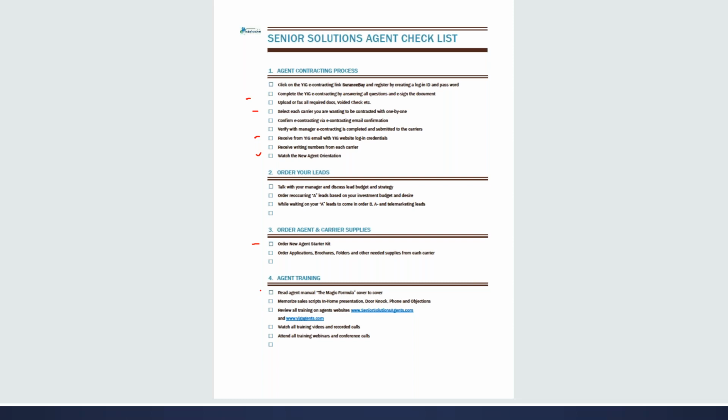Then, of course, agent training. First on the list here is make sure you read the agent manual cover to cover. It's going to be number 1. Memorize the sales scripts, the in-home presentation, how to do a door knock, how to do a phone script, how to overcome objections. Make sure that you're getting that down. Review all the training material on the websites, on the seniorssolutionsagents.com and also your insurance group, yigagents.com. Watch all training videos and recorded calls. Attend all training webinars and conferences.